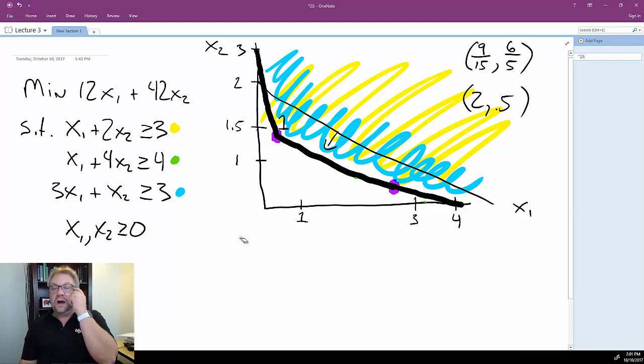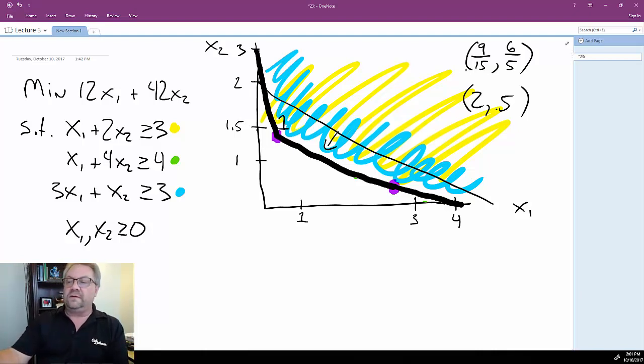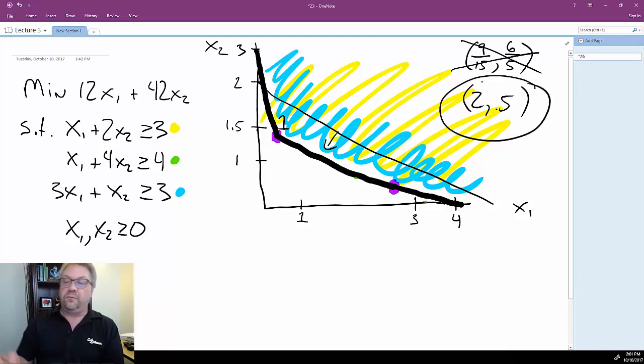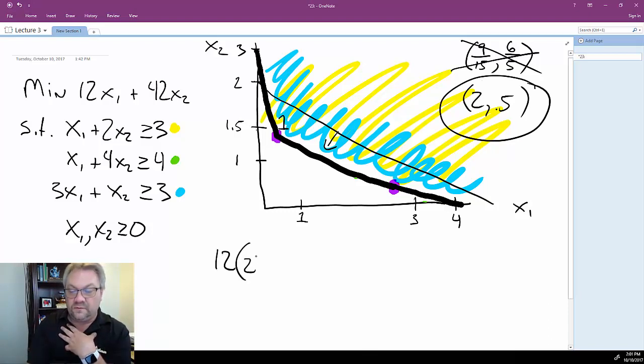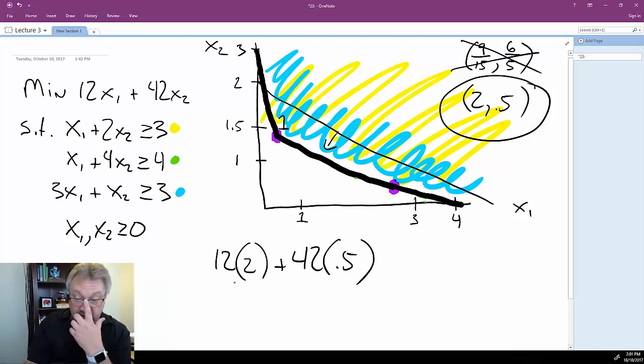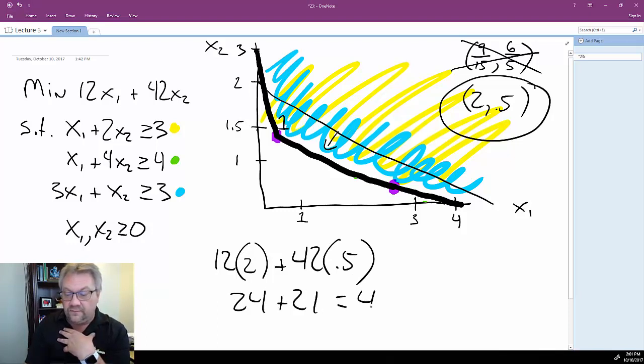Okay. So now what I need to do is plug both of these points into my objective function. And in the interest of time, I'm already going to tell you, I've already done this. This guy doesn't work. This is the point. So I'll just move right to that. So I'm going to have 12 times 2 plus 42 times 0.5. So this is 24 plus 21. I get 45.